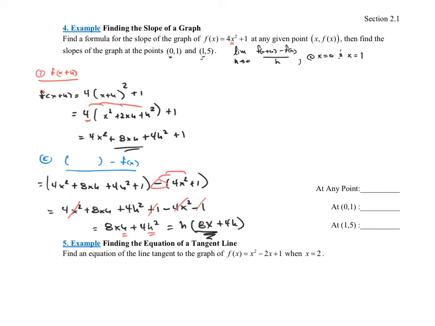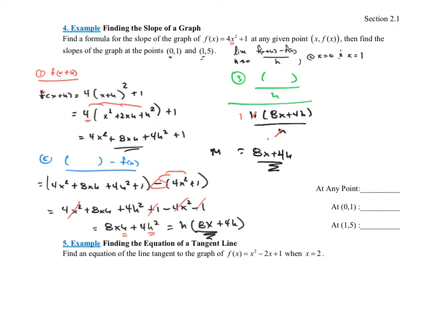Step 3 coming in here. We said step 3 would be take exactly what you got and then divide it by h. So we have h times 8x plus 4h. We divide that by h. Notice the reason we factored out the h is because we know we're going to simplify it. And I'm left with 8x plus 4h. Awesome. So that's f of x plus h minus f of x all over h. That is the simplified version of the slope of the secant line. That's what we found now is the slope of the secant line.